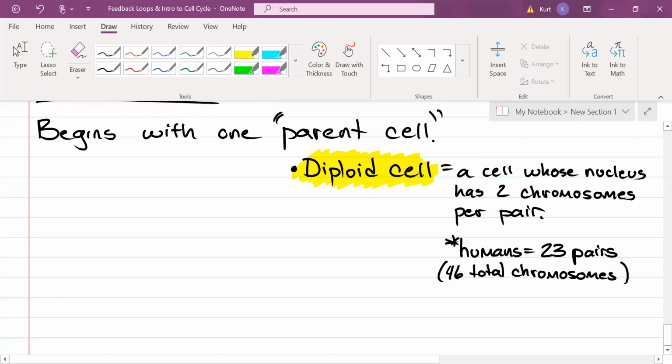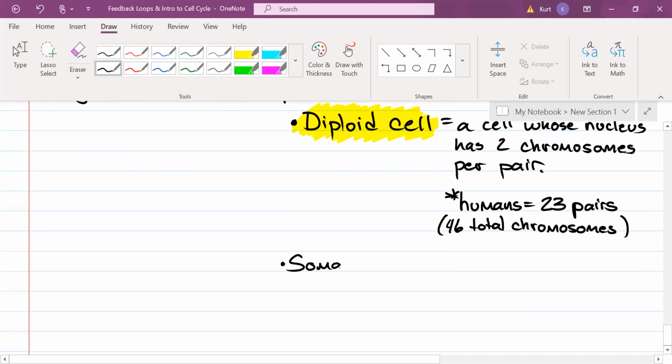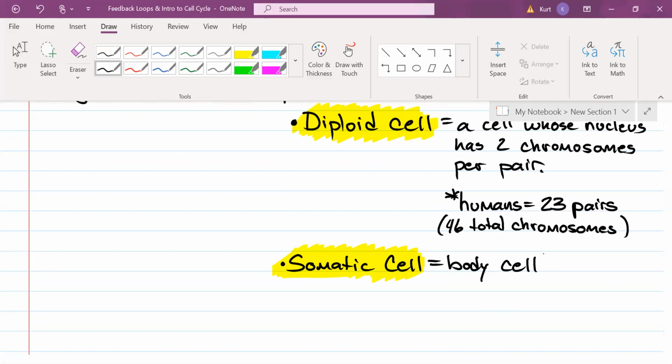Okay, now not only is this parent cell diploid, we call it a somatic cell. A somatic cell is a body cell. Cells that make up your body. Anything that is not your sperm or your egg is a somatic cell. Your skin, your hair, not your hair, your muscles, your bones, your organs, your brain, your blood, anything that's not sperm and anything that's not egg is called a somatic cell. That's pretty easy. Somatic cells, by definition, are diploid. They have 2 pairs of chromosomes. For humans, that would be 23 pairs.